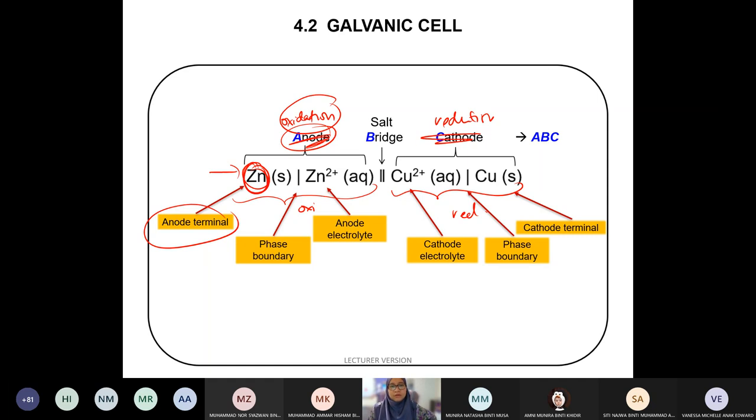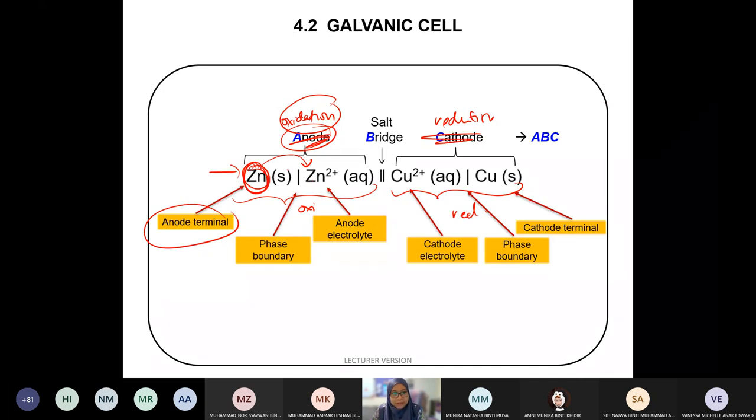But, mungkin dia ada style untuk ingat kot. ABC. Anode first. The anode side lah. Anode side, mungkin boleh anode side, and then cathode side. Okay, so zinc. Zinc will oxidize becoming zinc 2 plus, leaving the electron on the electrode.